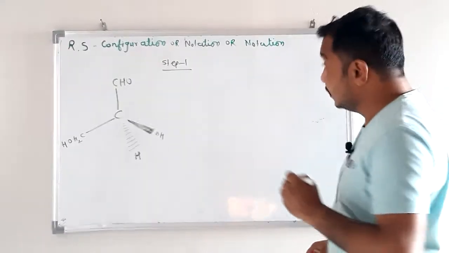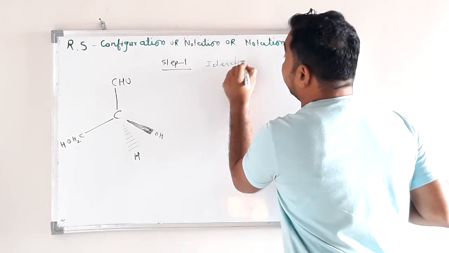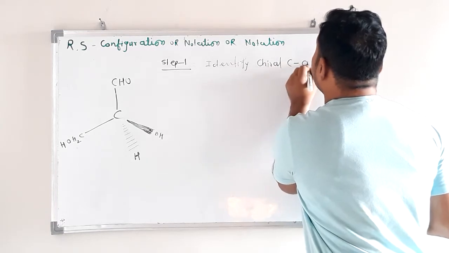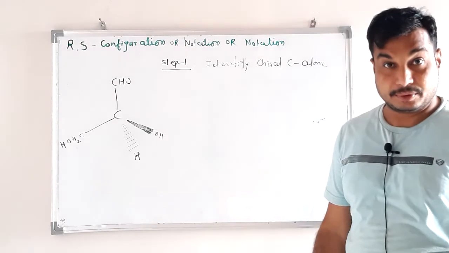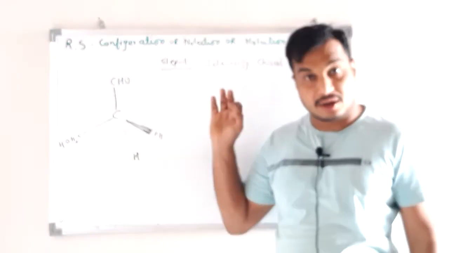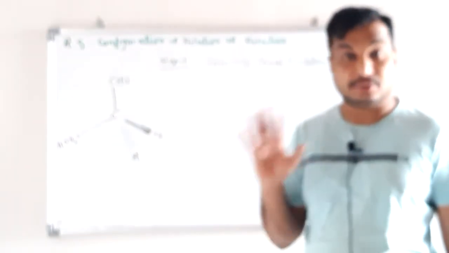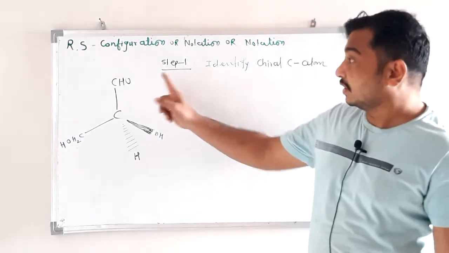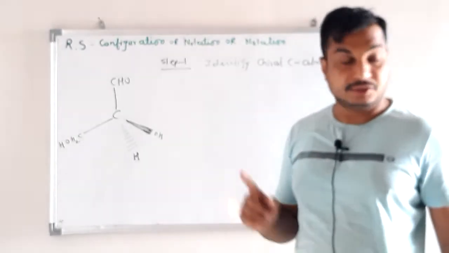See, in this step we have to identify the chiral carbon atom in the molecule. Remember one thing, RS notation or configuration is only applicable for a chiral molecule. If the molecule is not chiral, then it is not possible to give R or S notation. Remember, that is very important.